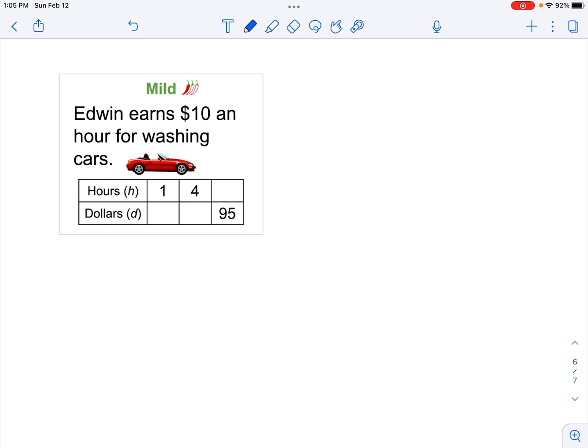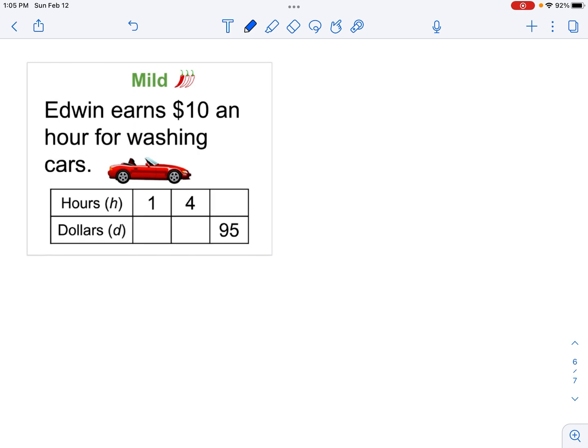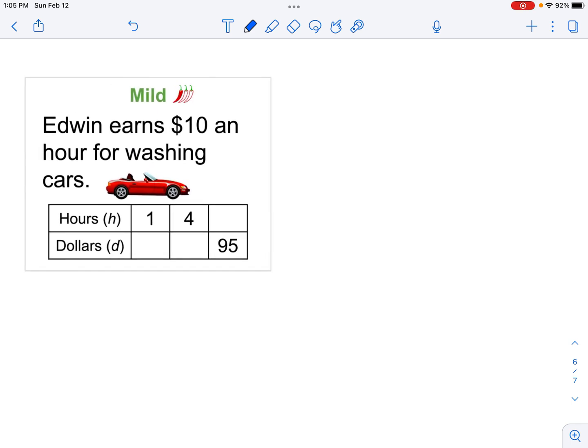In this video, I'm going to show you how to write an equation based on a story for a proportional relationship. So here we have the story: Edwin earns $10 an hour for washing cars. We know that we have to use the variables h and d to represent the hours and the dollars. So to write our equation, we need to figure out the relationship between h and d.